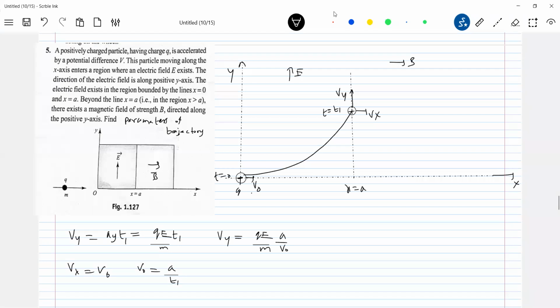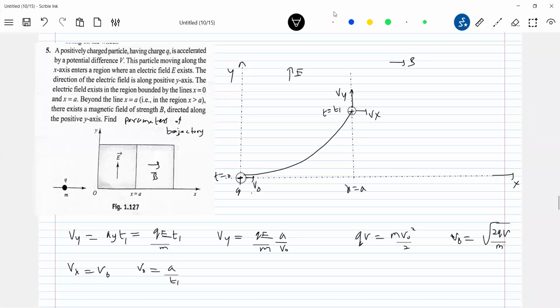He has given potential difference. So QV should be equal to half mv square. So because when it passes through a potential difference, it will gain electric energy. So what is V naught equal to again? 2QV by m. This will be the relation between V, the potential difference.